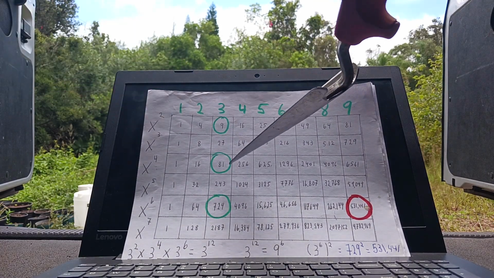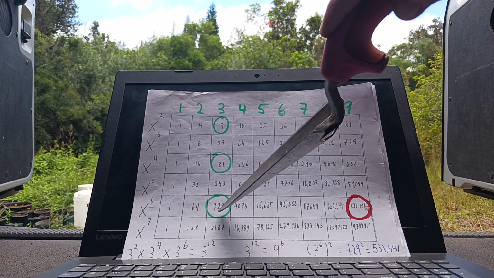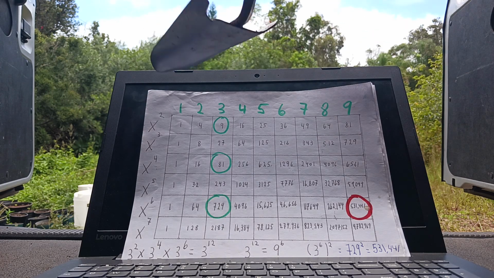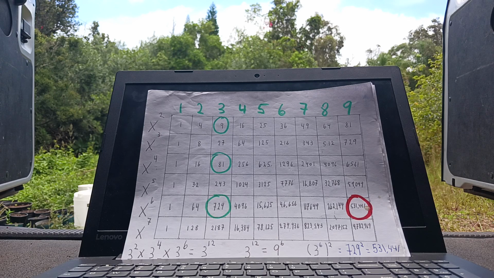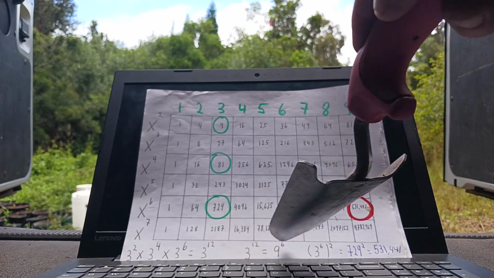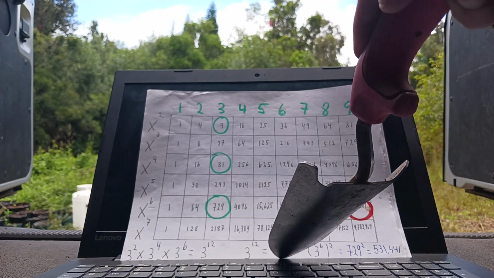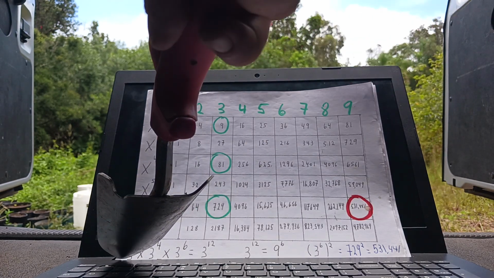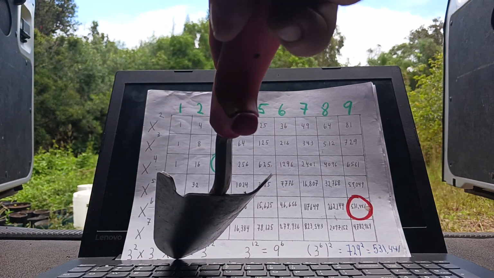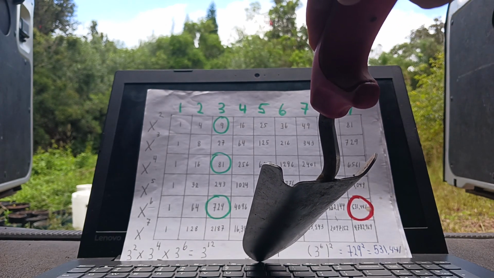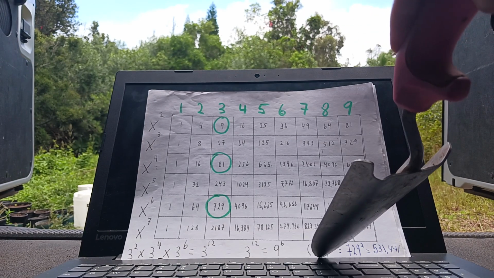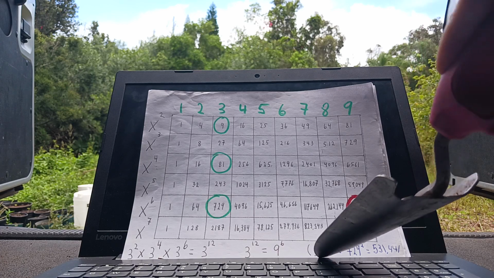3 squared times 3 to the 4th times 3 to the 6th. 2, 4, and 6. 2 and 4 is 6, and 6 is 12. That's 3 to the 12th. 3 squared is 9, so 3 to the 12th is 9 to the 6th. But 3 squared times 3 to the 4th times 3 to the 6th is 3 to the 12th, which is 9 to the 6th, or 3 to the 6 squared.